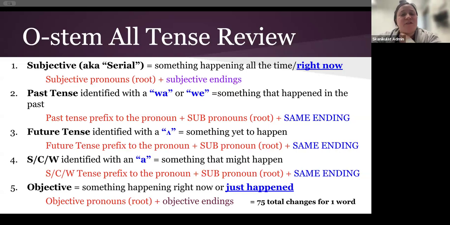And your future tense is going to be identified with a caret. It's something that is yet to happen or will happen. The future tense, you're going to have to use your future tense prefix, your subjective pronoun, your root, and it's going to have the same ending that's shared with the past and the should, could, or would.